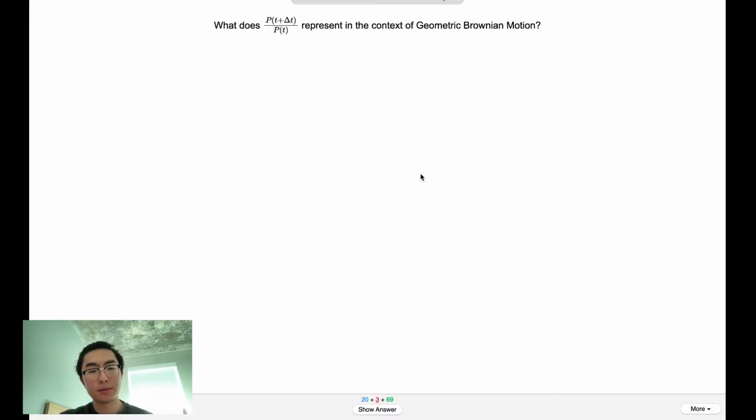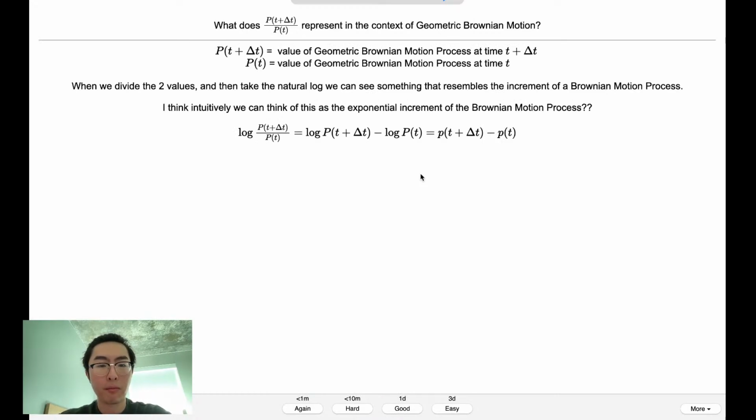What does P of t plus delta t represent in the context of geometric Brownian motion? So I believe this is just increments in the geometric Brownian motion process, and the increment itself is, if you take the log of this, then it'll be the log, or the Brownian motion increment. Exponential increment of Brownian motion process.